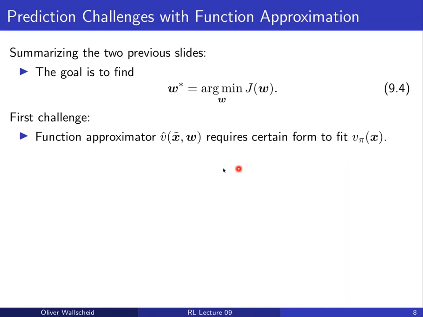Also part of that is the feature engineering, which is part of x tilde here, and is also part of that entire modeling process. So the feature engineering and pre-processing steps have to be taken into account, and both together, the model topology in v-hat plus the feature engineering in x tilde, have to fit v pi.